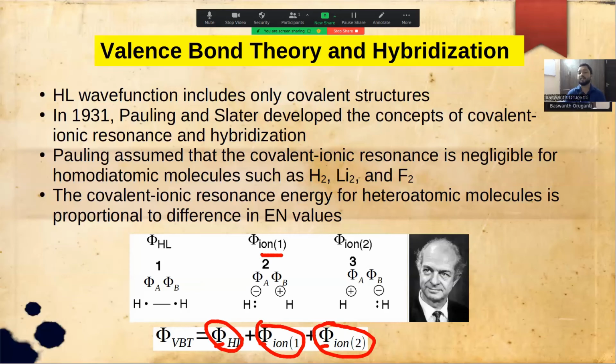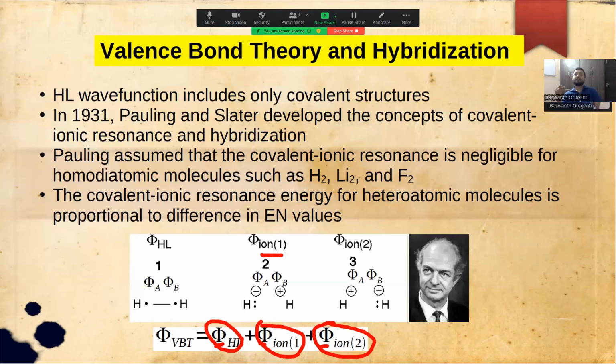The resonance energy between the covalent and ionic structures is proportional to the difference in electronegativity values. That is, if there is a large difference in electronegativity, for example, say we have one hydrogen and one fluorine, then the covalent-ionic resonance is relatively large. So the contribution of ionic structures is significant.